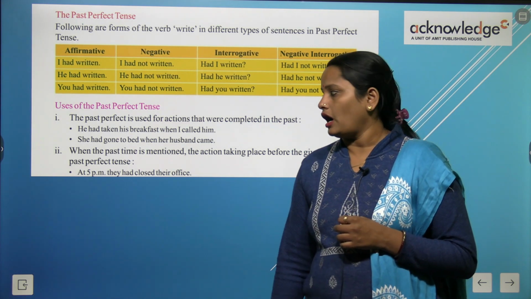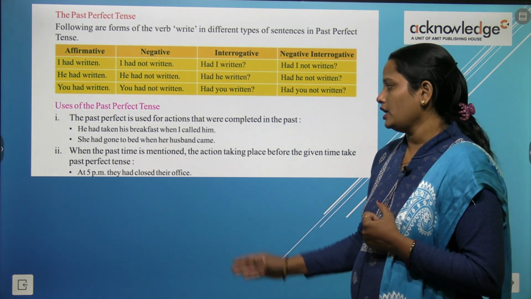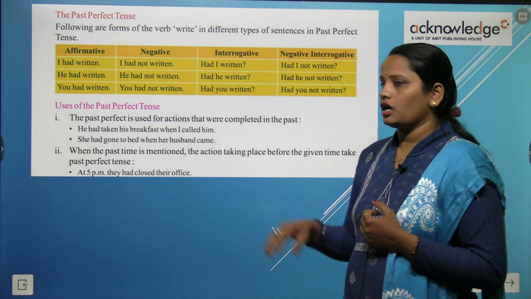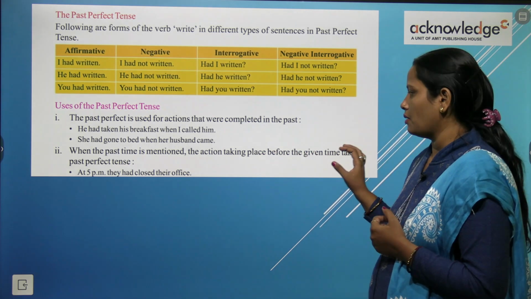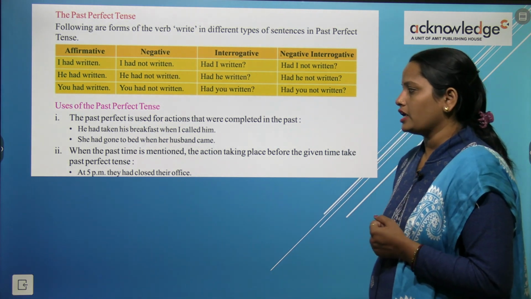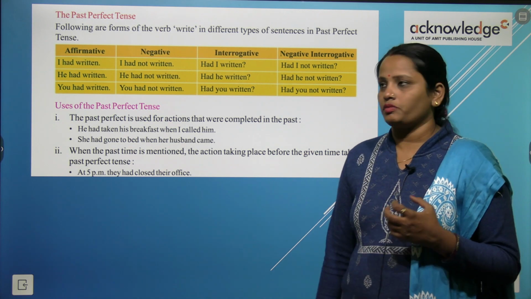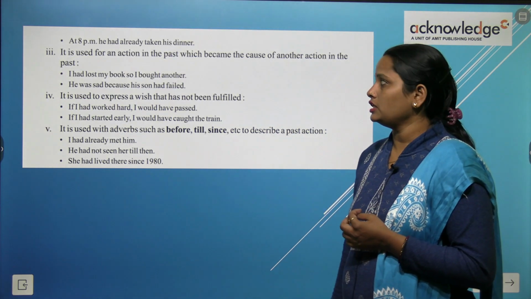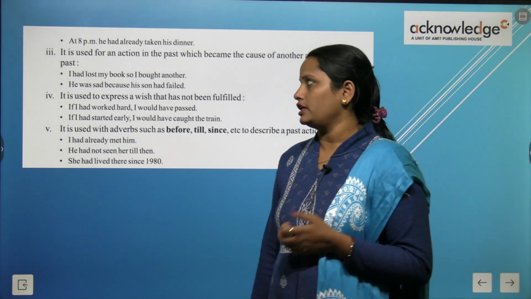Now, when the past time is mentioned, the past का एक time mention किया गया है. The action taking place before the given time takes past perfect tense. तो यहाँ पे जो action है किसी भी काम का वो past perfect tense में है. For example, at 5 p.m. they had closed their office. तो 5 बजे उन्होंने अपने ऑफिस को बंद कर दिया. At 8 p.m. he had already taken his dinner. So 8 बजे उसने अपना डिनर ले लिया.